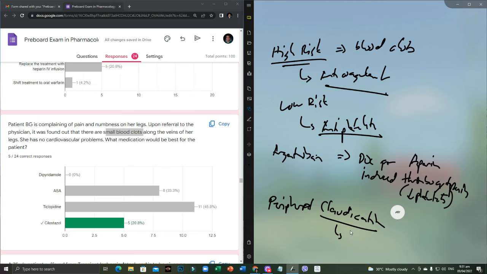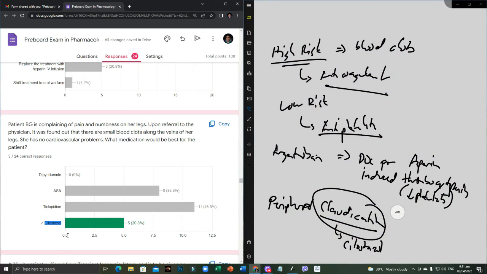Now, normally class, if a patient is experiencing claudication, the DOC for this would be cilostazol. Okay, you can use ticlopidine, aspirin, dipyridamole, but again, the question here is what is the best for the patient? So that would be cilostazol. I'm not saying you can't use ticlopidine, ha? Pero amongst the options kasi, cilostazol would be the best one. Of course, because the cheapest option would be aspirin.